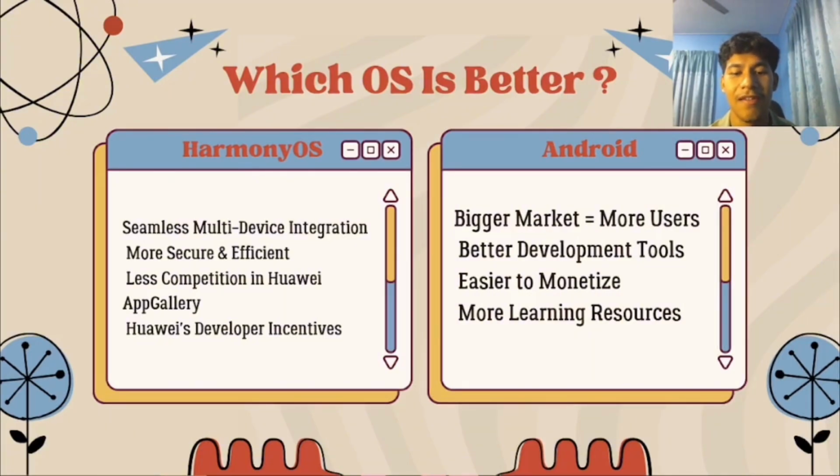The third one is that it's easier to monetize. The Google Play Store offers ads, in-app purchases, and subscriptions, making it easier to earn money. The last one is more learning resources. There are plenty of tutorials, forums, and courses, making it easy for beginners to get started. For this reason, I believe that Android is the best option for most developers who want to build successful apps.